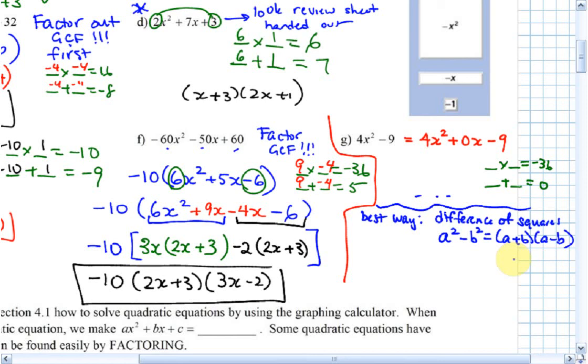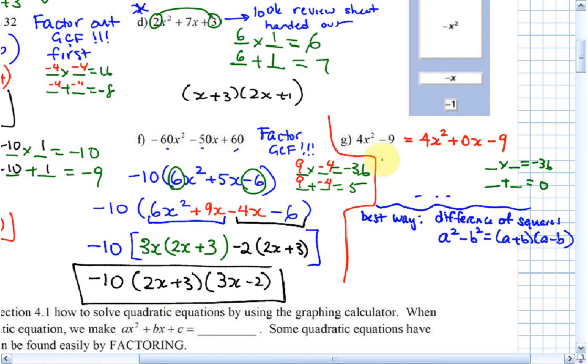In any case, if you want to go ahead and do this with the choose method or decomposition, it works. But if you recognize that this is a difference of squares, because you have one term that's squared minus another term that's squared, then you can just write it into this form and you're done. So I'll show you difference of squares really quickly.